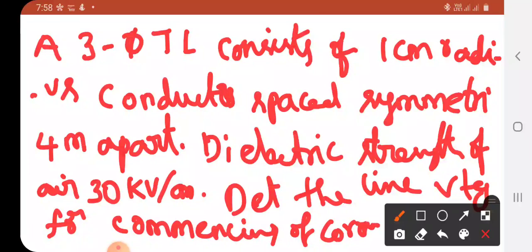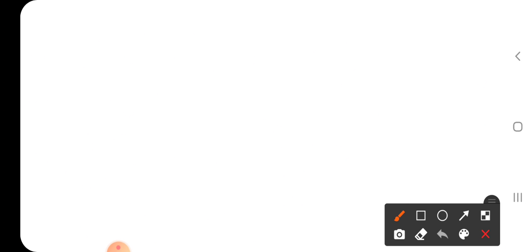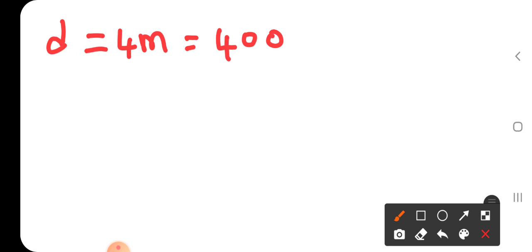Yeah, this is the problem. He has given the data. Here, if you observe, he has given the spacing between the conductors. What is the spacing between the conductors? D is the spacing between the conductors, we assume as small d. D is equal to 4 meters, but we require all the values in centimeters only. So if you convert to centimeters, it will be 400 centimeters.